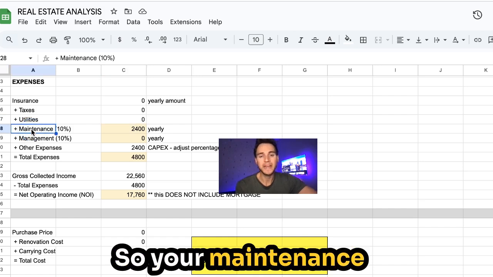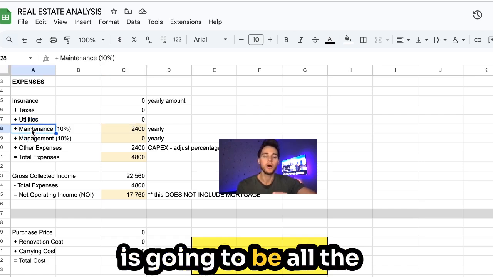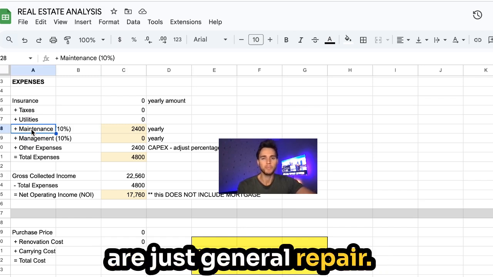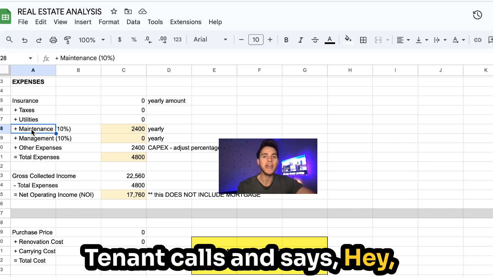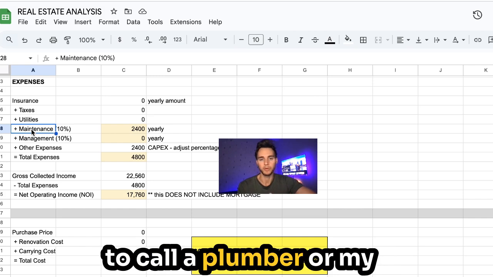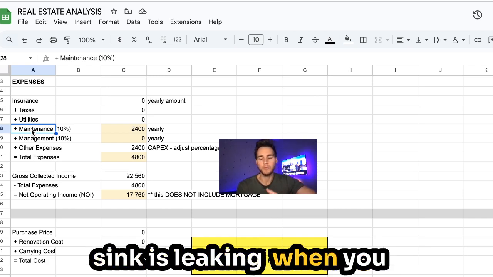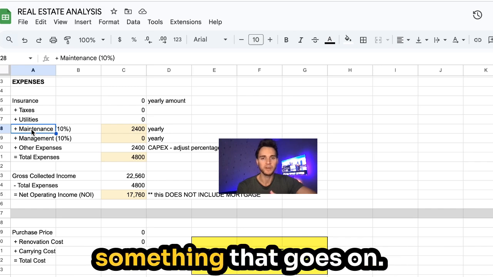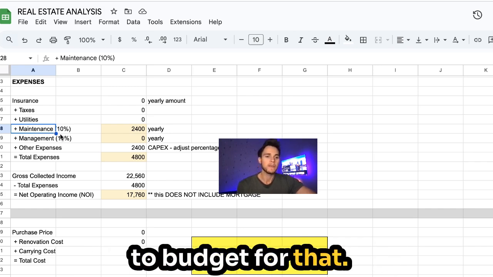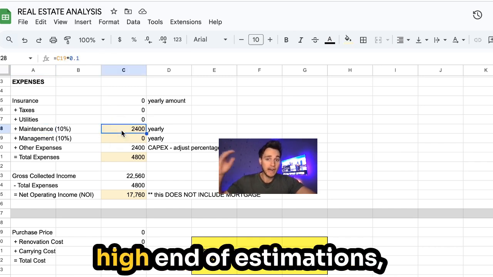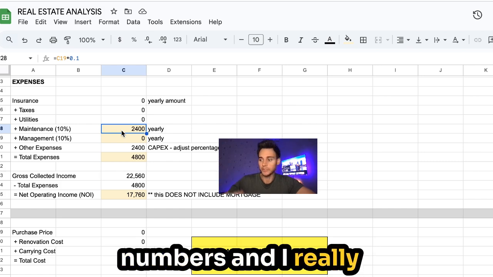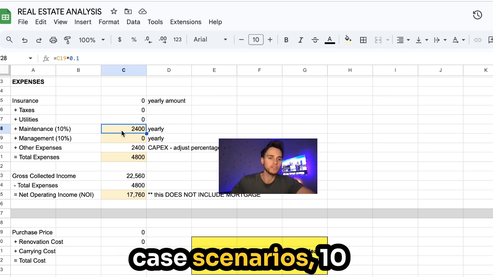Maintenance. Your maintenance is going to be all the expenses that you have throughout the year that are just general repair. Tenant calls and says, hey, my toilet's not flushing properly. You got to call a plumber. Or my sink is leaking. When you have rental properties, there's always going to be something that goes on. And so what you want to do is budget for that. Now, this is on the very high end of estimations. Once again, I'm very conservative with my numbers and I really try to plan for worst case scenarios.